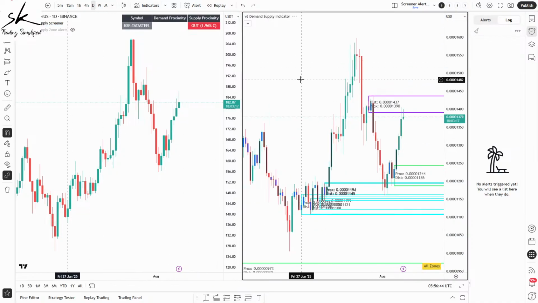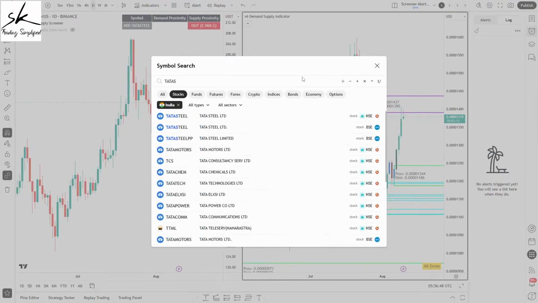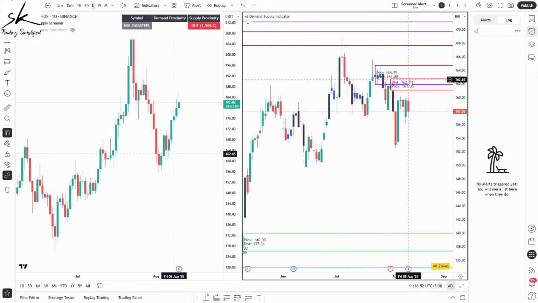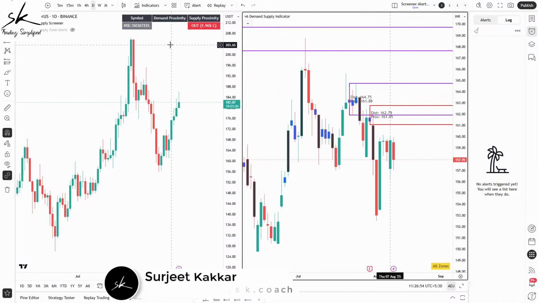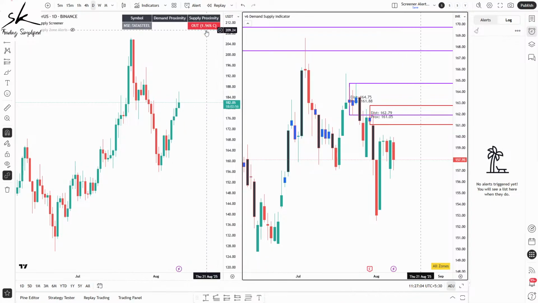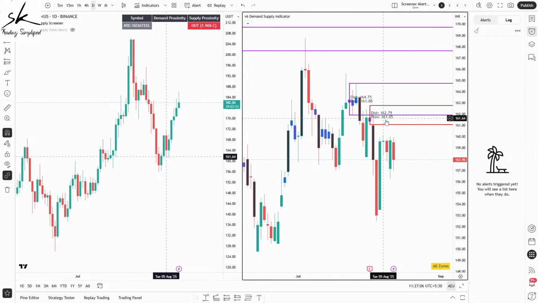If I just go to Tata Steel as an example, you will see that we have a supply area, and the current candle is pretty close to it. What this is telling us is that the current candle is outside of the zone. You can see this is where my zone is, and we are outside of that zone. From the closing price, if we move up about 1.96%, we will reach the supply.